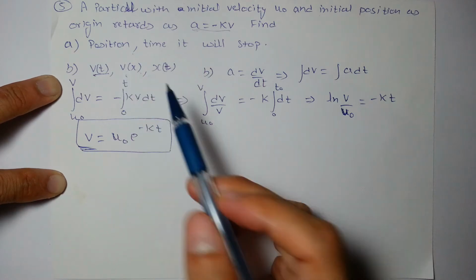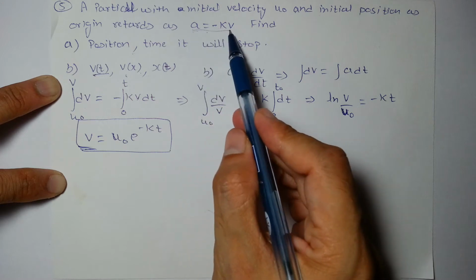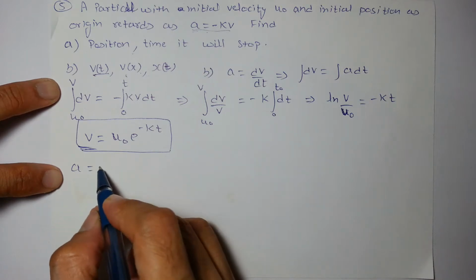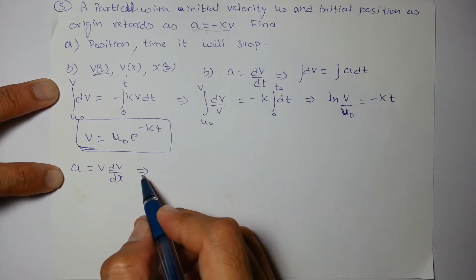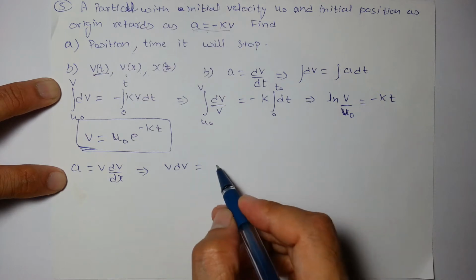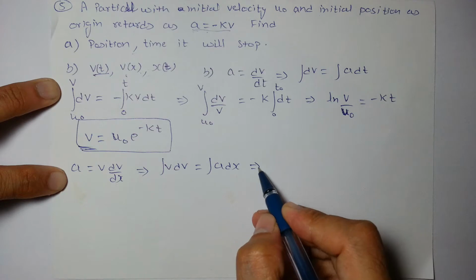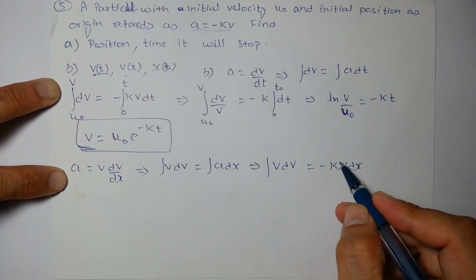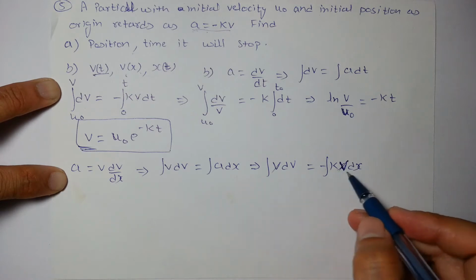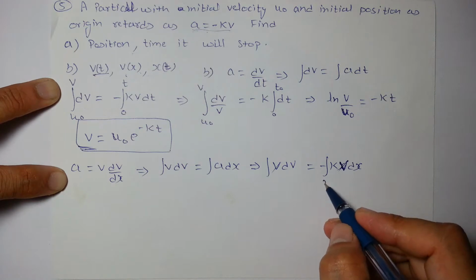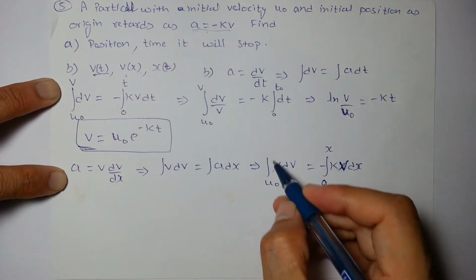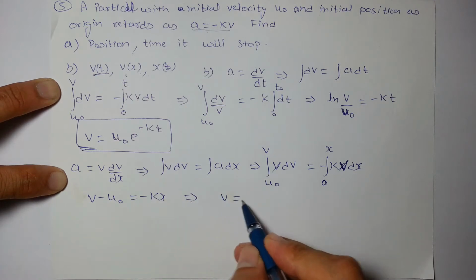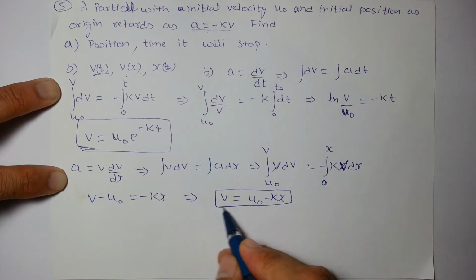Okay, and velocity as a function of x. Again, from a, v and x, we can use this, that a is equal to v dv by dx, and we will use the same definition. v dv is equal to a dx. Using proper limits, we will find the answer. Put the value of a as minus kv, so v dv equals minus kv dx. V will cancel each other, so integral of dv is minus k integral of dx from origin to x, from initial velocity to final velocity. That will come out to be v minus u0 equal to minus kx, that is v equal to u0 minus kx. That is velocity as a function of x.